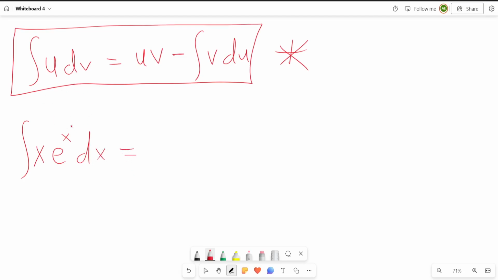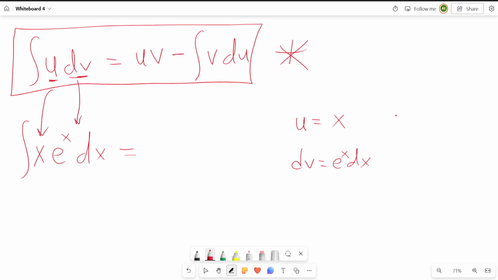So from here, I can see that u is multiplying dv. So if I choose something as my u and another thing as my dv, I can rewrite it into this equation right here. So what I'm gonna do is choose u to be x, okay, and I'm gonna choose dv to be e to the x dx. So this part over here is u, this part over here is dv.